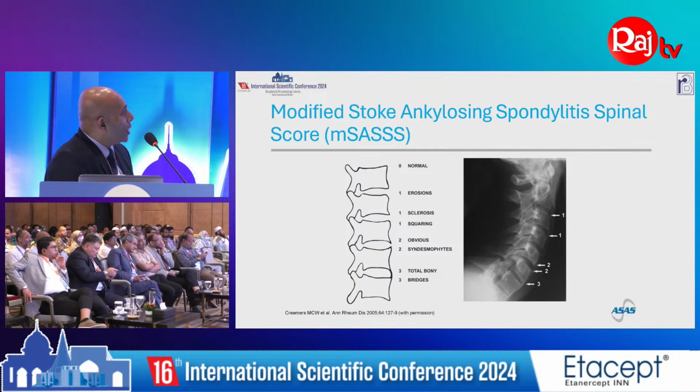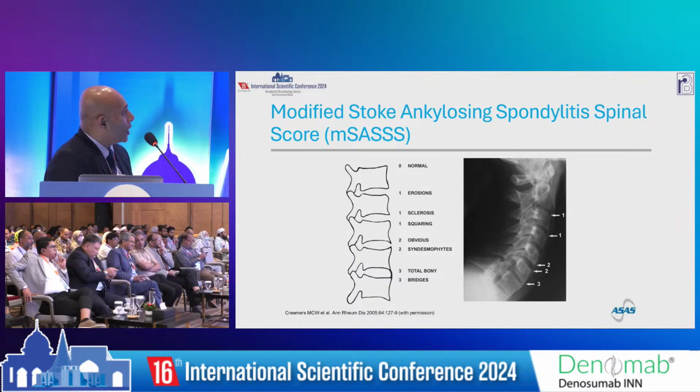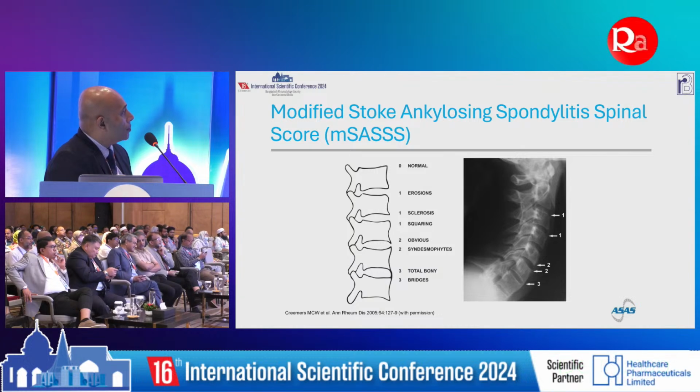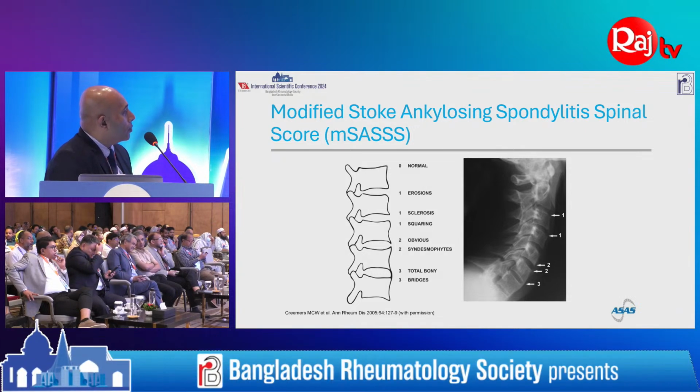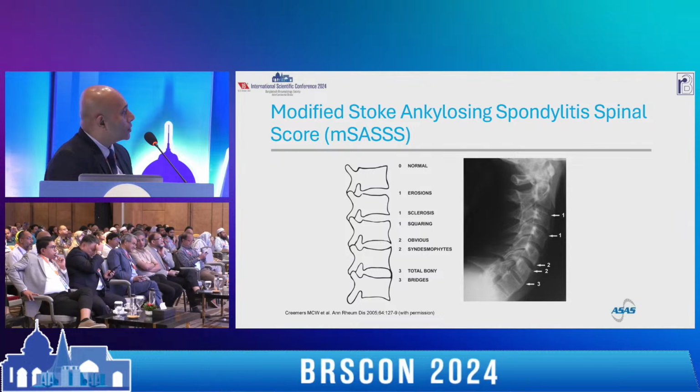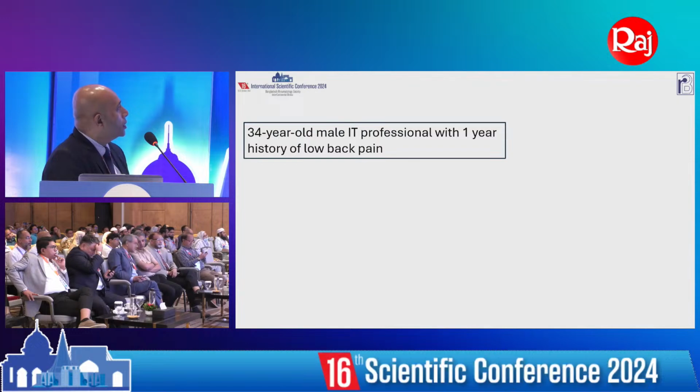0 is normal. 1 actually includes erosions at the corners. It can have sclerosis and squaring. So if any of these 3 are there, you score 1. Obvious syndesmophytes are 2, and then you have bridges, which is 3. This is 3. 2 over there and 1 here.